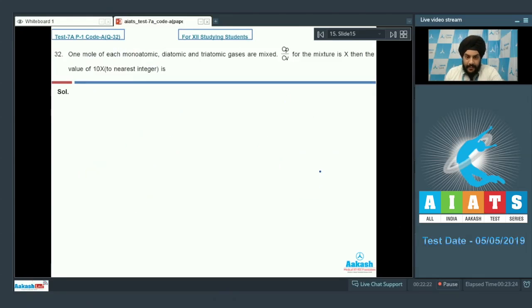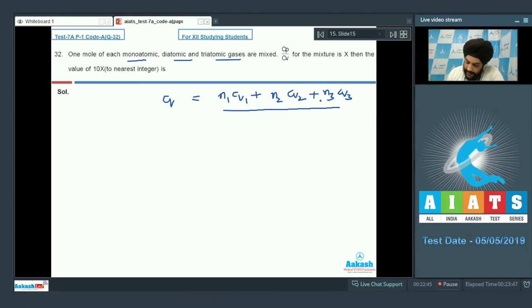Question number 32. 1 mole of each monoatomic, diatomic and triatomic gases are mixed. Cp by Cv for the mixture is x, and the value of 10x is. So if we talk about the Cv value first, so we know that Cv value is given by N1 Cv1 plus N2 Cv2 plus N3 Cv3 upon N1 plus N2 plus N3. So students, if we put the value of N1, N2 and N3, you can clearly see that all of them are equal to 1. So we have 1 by 3 and Cv1.